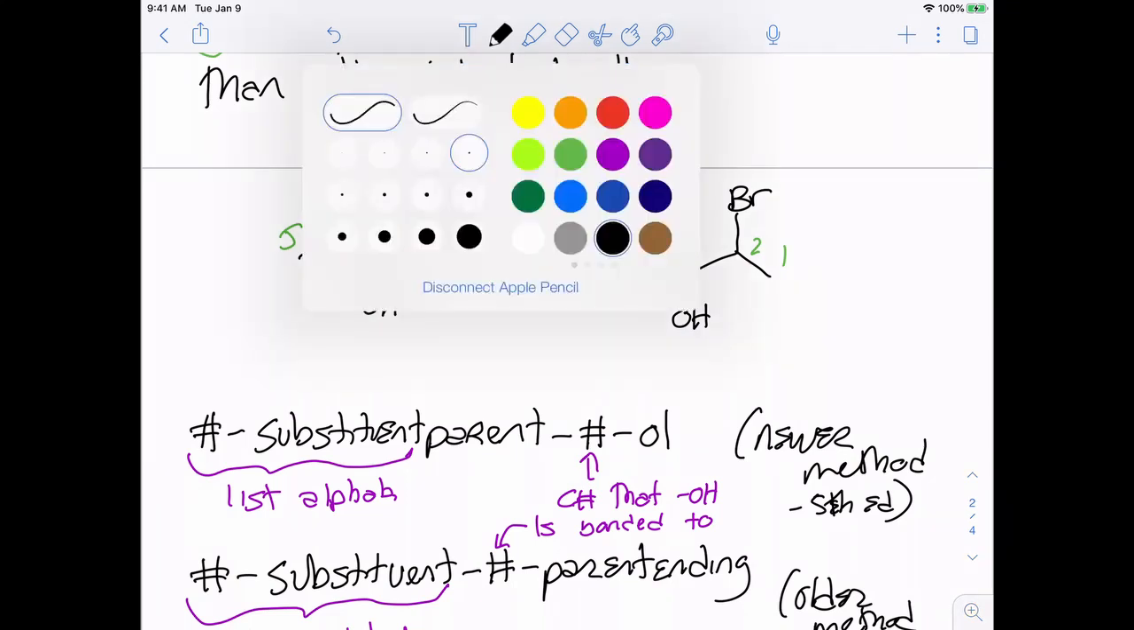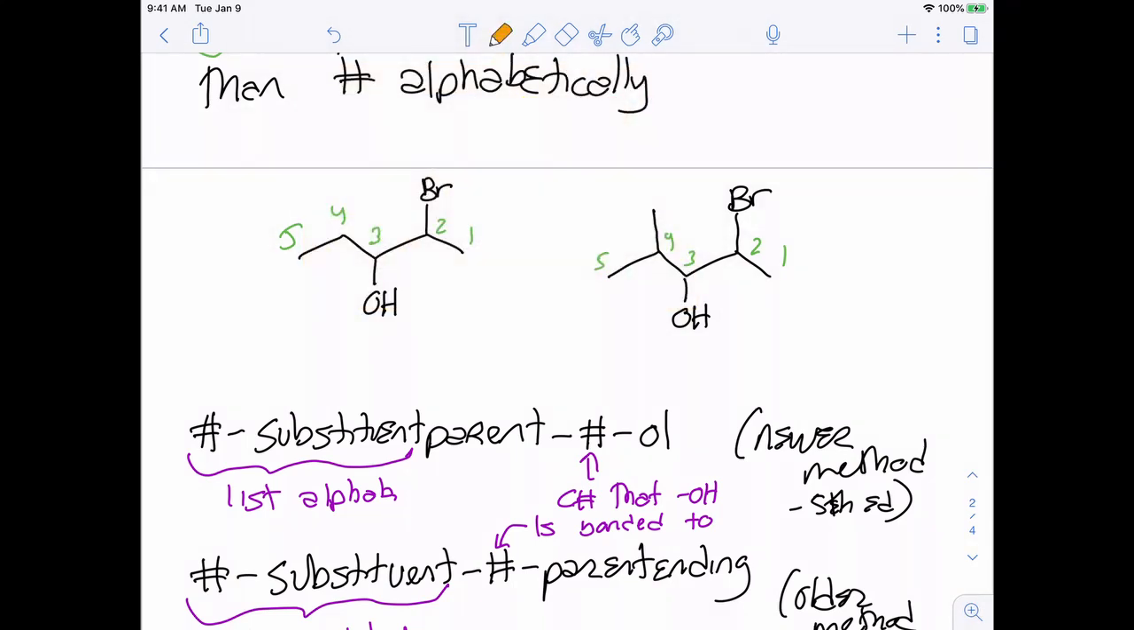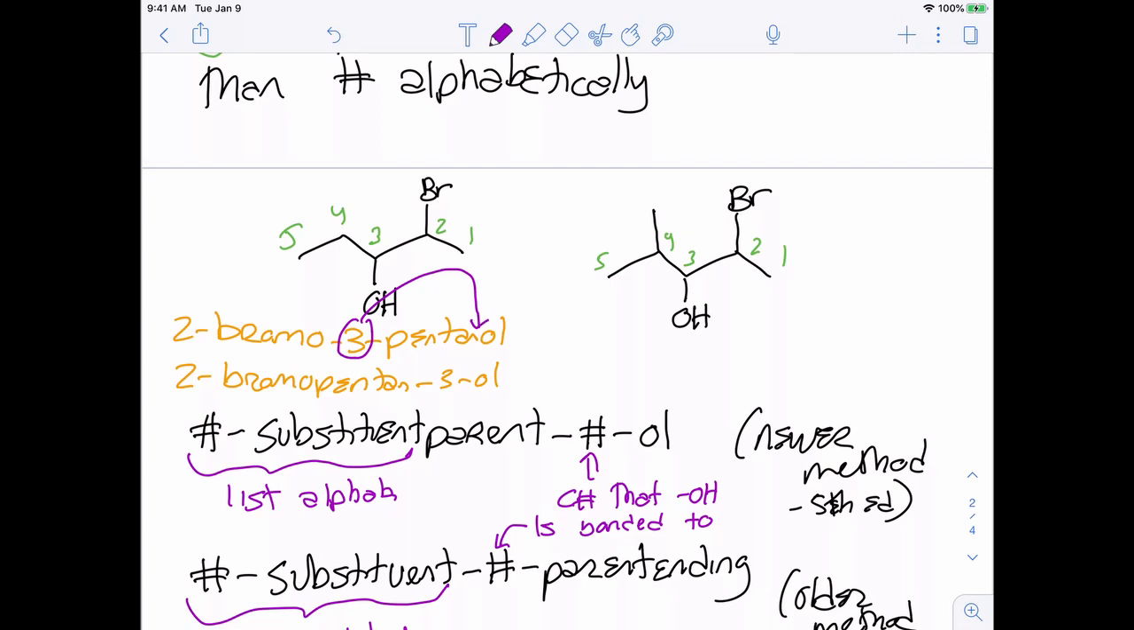So these couple that we already started, we might as well finish them. So this one, 2-bromo, and then older method, 3-pentanol. And then the new method, 2-bromo, pentan-3-ol. So again, we're really just moving that 3 to a different spot. So we're taking it and we're moving it right there. Everything else is going to be the same.